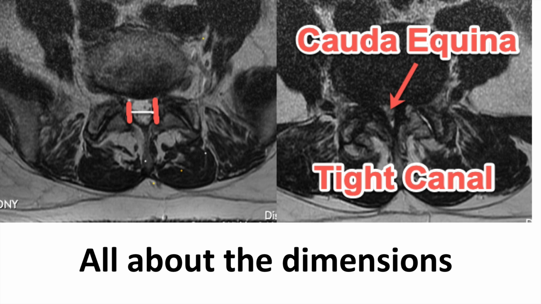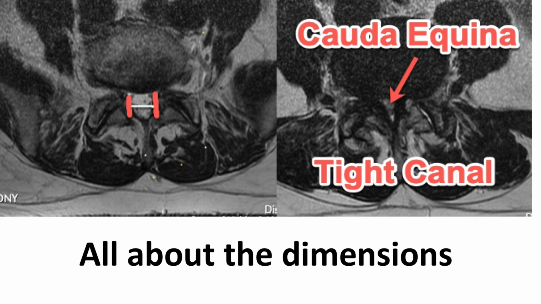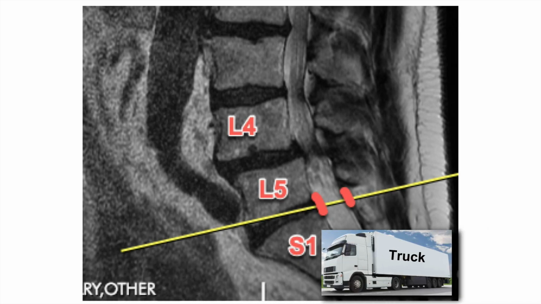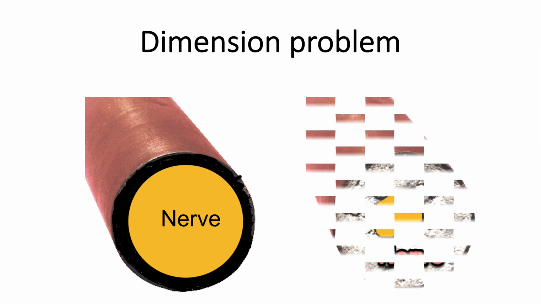Well, as I said, it's all about the dimensions. And if it's too tight, you're going to start to get symptomatic. In this L5-S1, you could drive a truck through this. It's huge. But look at the level above. We see encroachment into the spinal canal from a symptomatic patient.